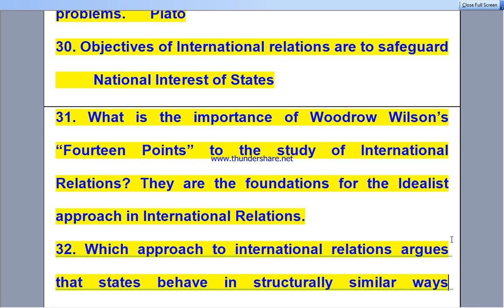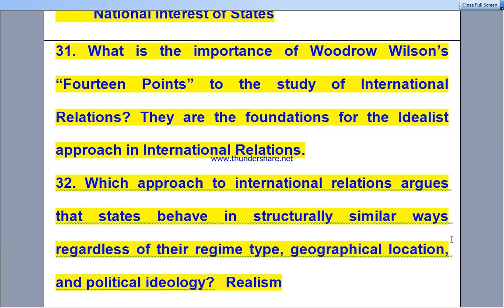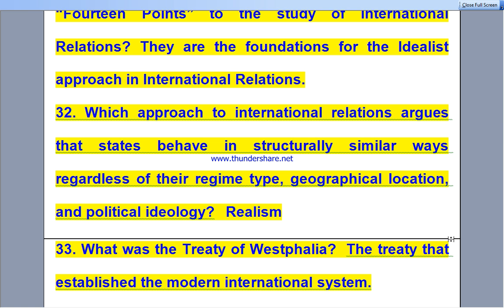Objectives of international relations are to safeguard national interests of the states. What is the importance of Woodrow Wilson's 14 points? Woodrow Wilson was the President of United States of America. To the study of international relations, they are the foundation for the idealist approach in international relations. Means it was advocated for peace.